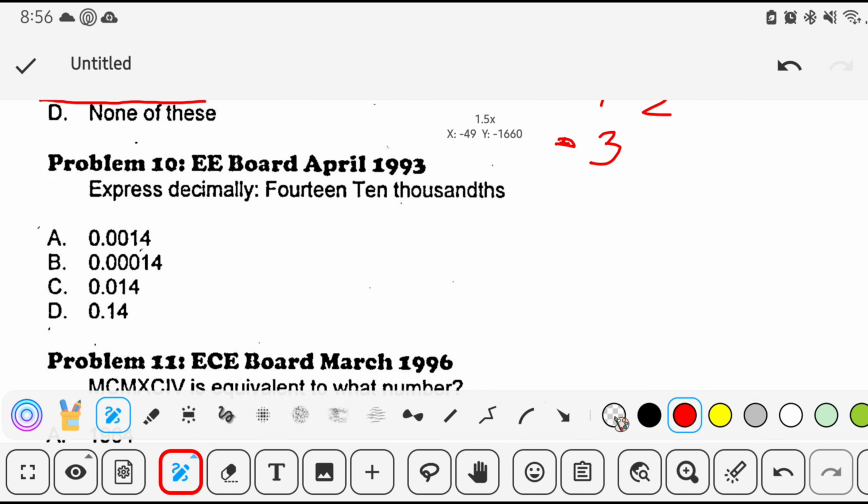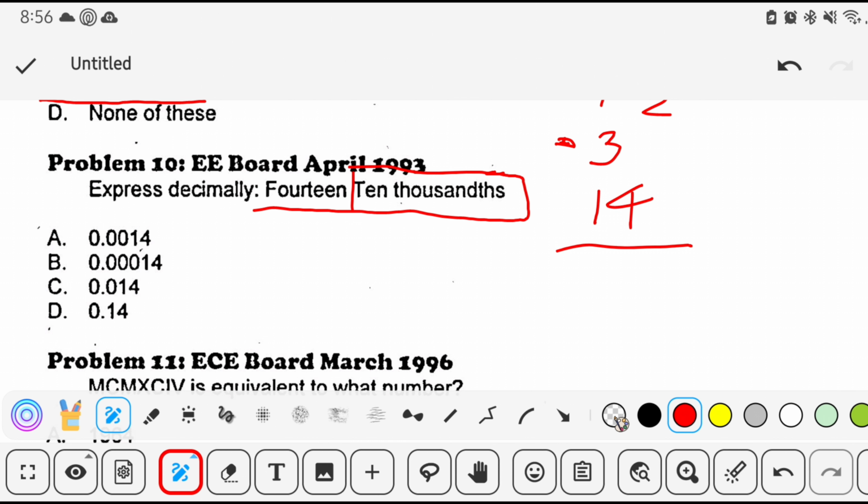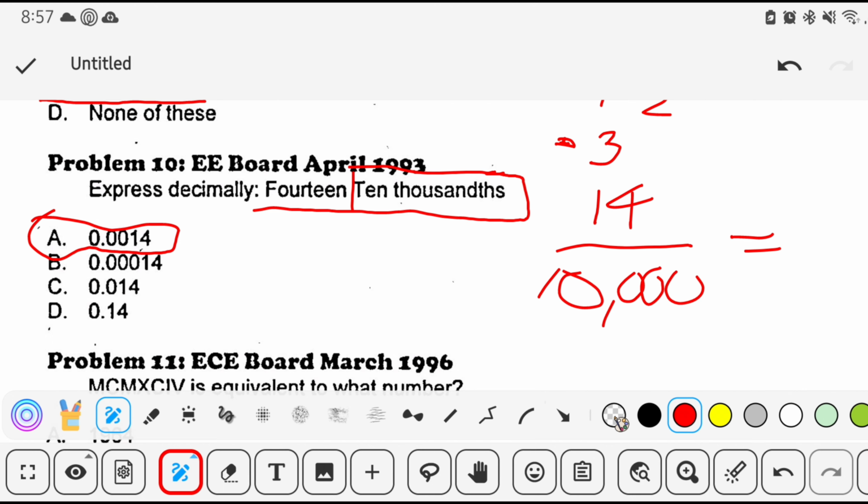We have problem 10. Express decimally 14 ten-thousandths. Well, to express this in decimal, you just express this as a fraction, so you can directly calculate it. You have 14 over 10,000. That's letter A, 0.0014.